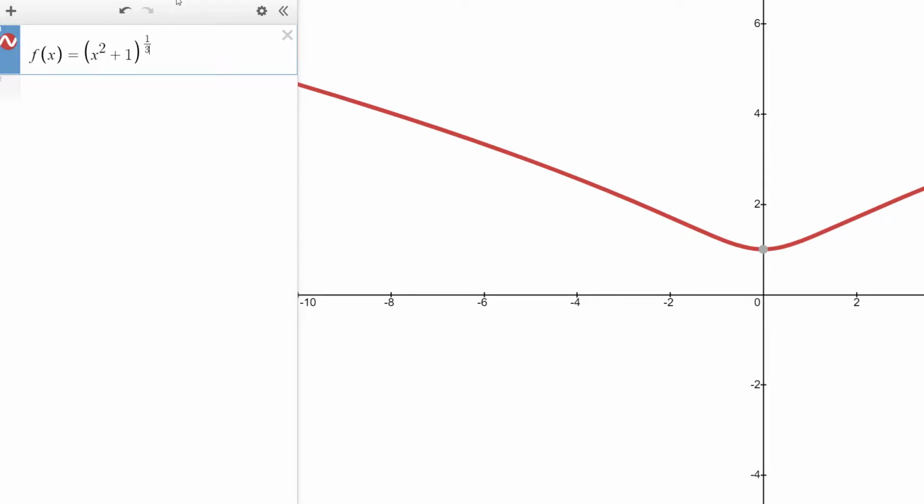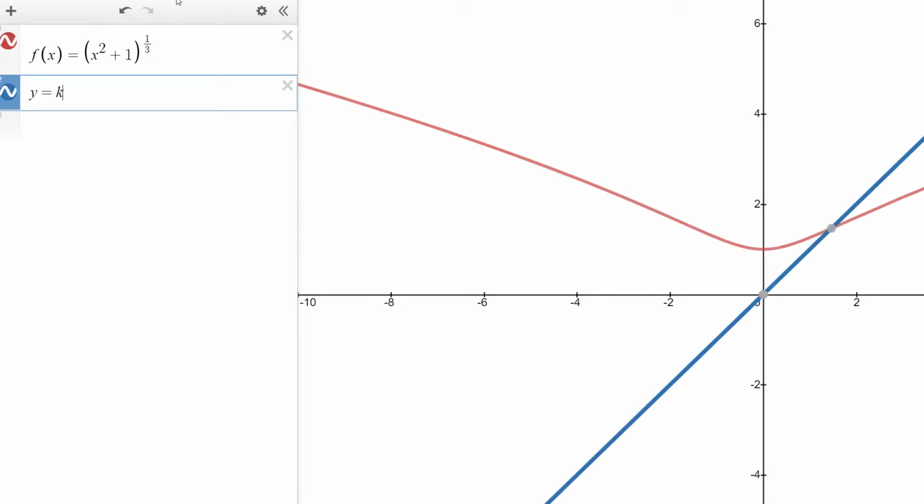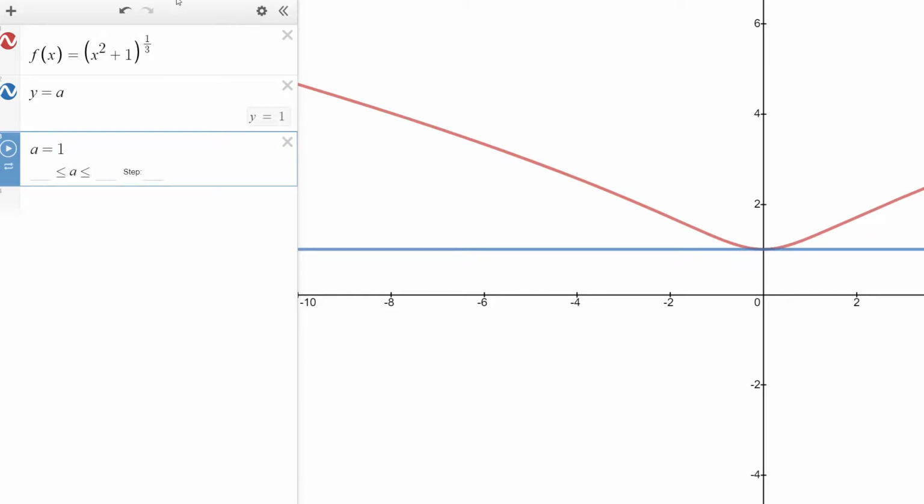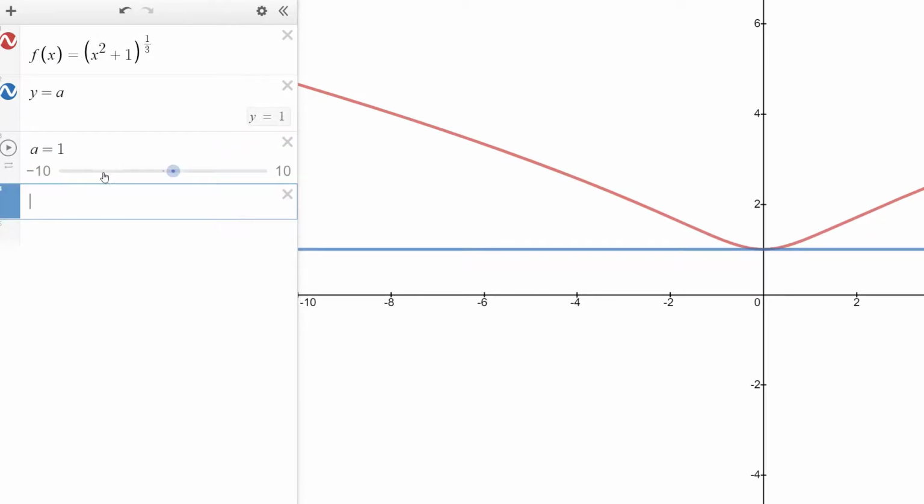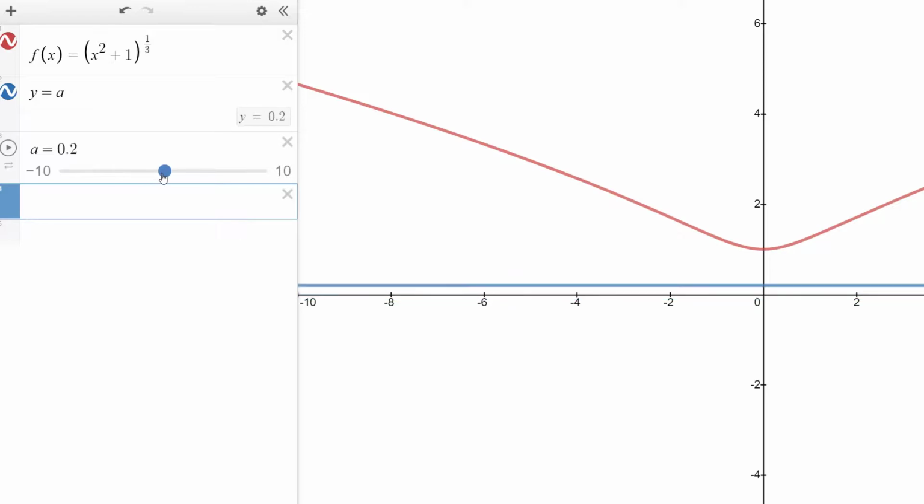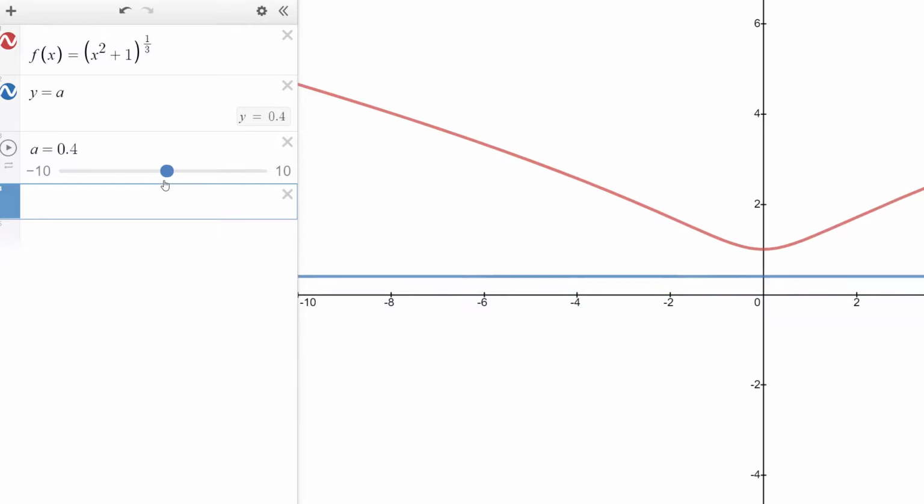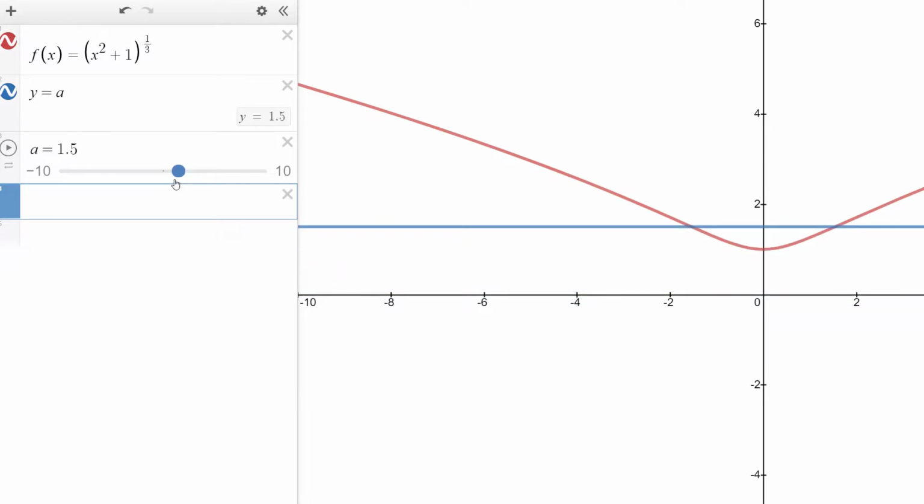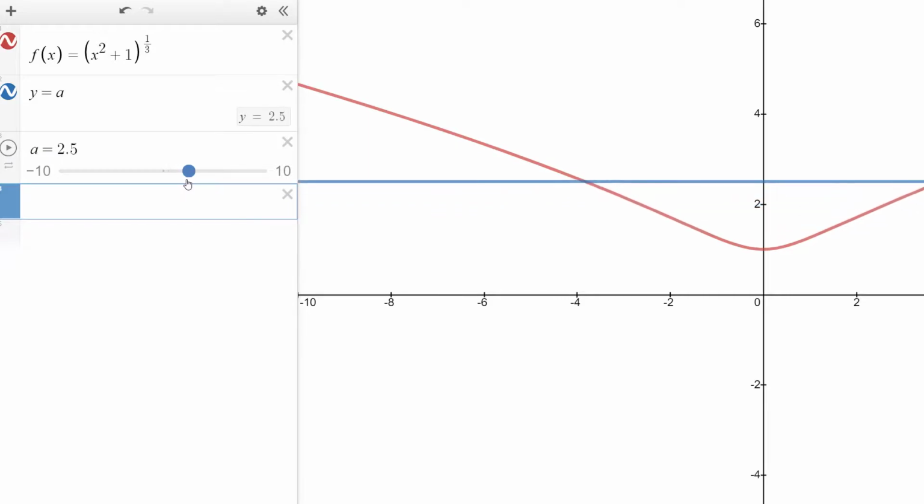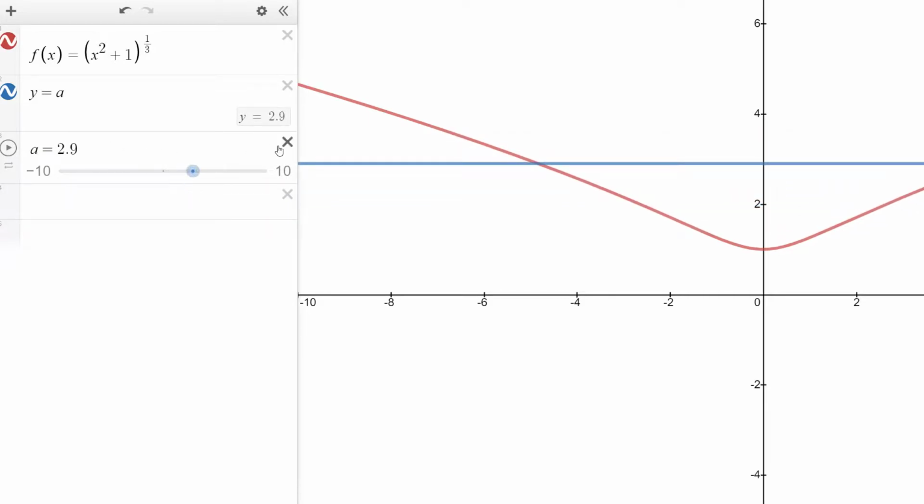Now you can see that that function right there is definitely not one-to-one. And the reason why I say that is, I'll do y equals a, and let's add a slider to a equals 1. Okay, and that's all I need. While there are horizontal lines down here that don't even hit the graph, that's perfectly fine. Once you get to about here, here's a horizontal line that hits the graph more than once. Once you get that, you know that function's non-invertible.